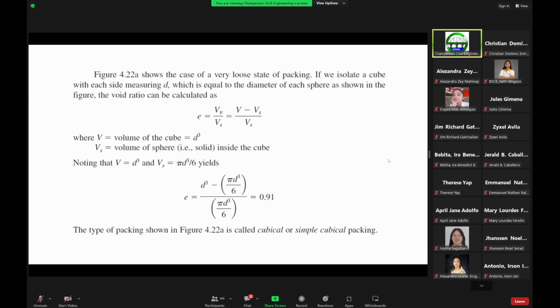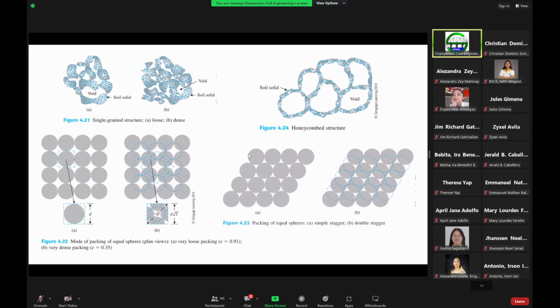And then this one is 0.43, the void ratio, and then this one is 0.35 and then 0.91, okay? So 0.91, 0.65, okay? 0.35, then 0.43 for the void ratios. Okay, so that gives you the idea of the possible arrangement of the particles for different types of void ratios.